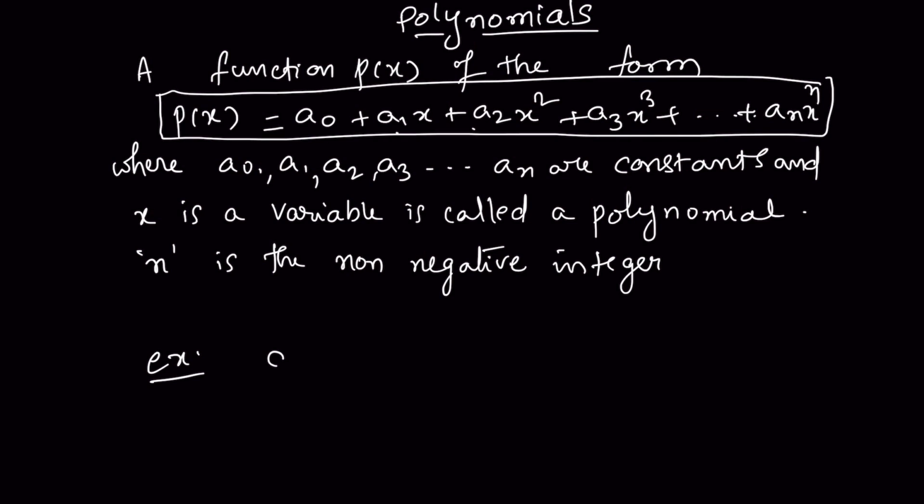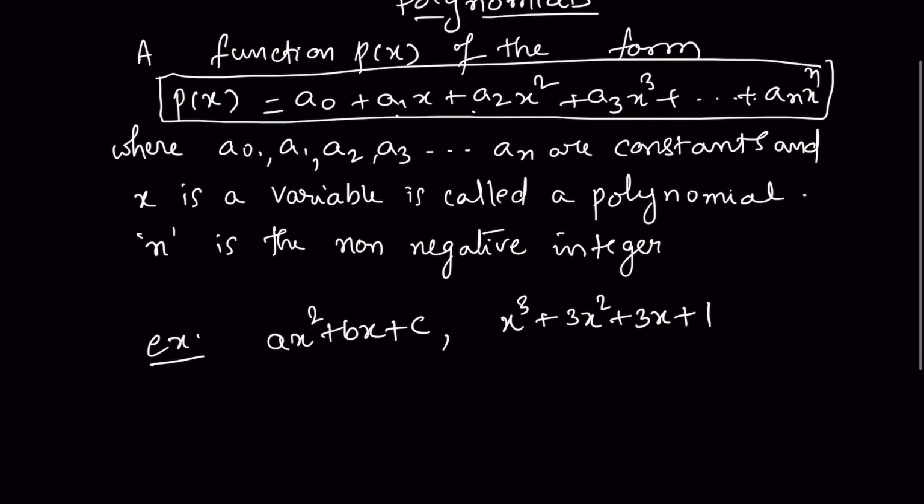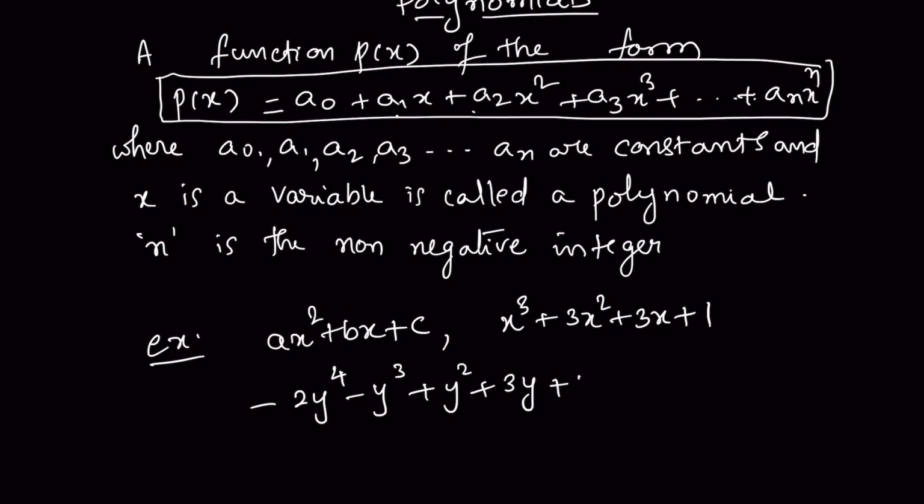Example: ax² + bx + c is a polynomial. x³ + 3x² + 3x + 1 is a polynomial. Similarly, -2y⁴ - y³ + y² + 3y + 14 are polynomials.